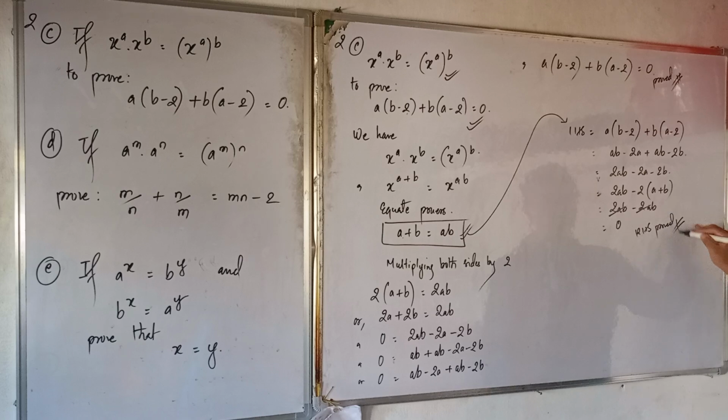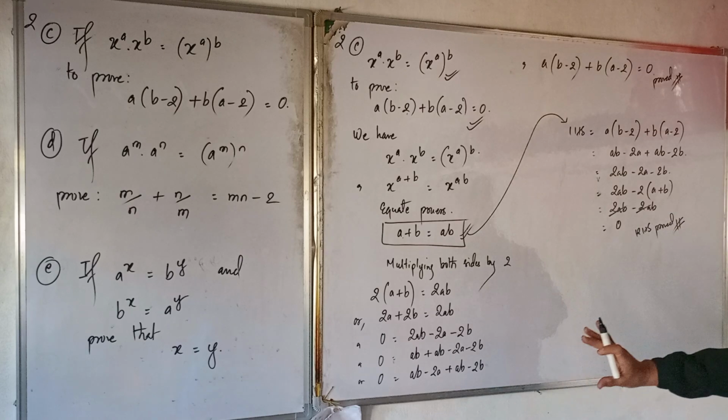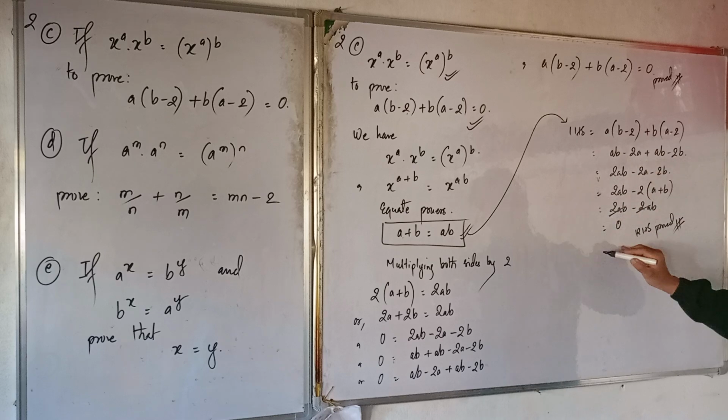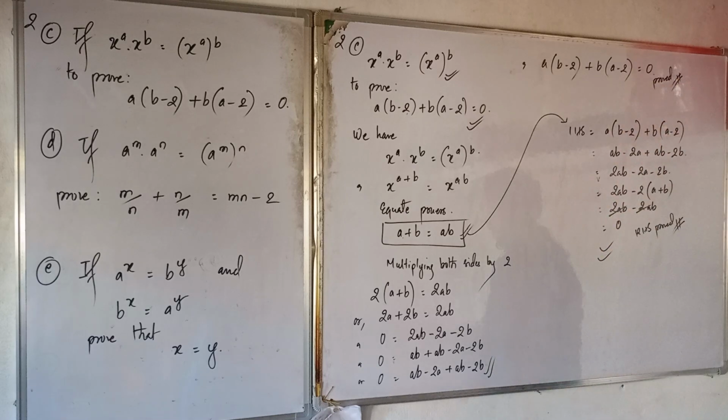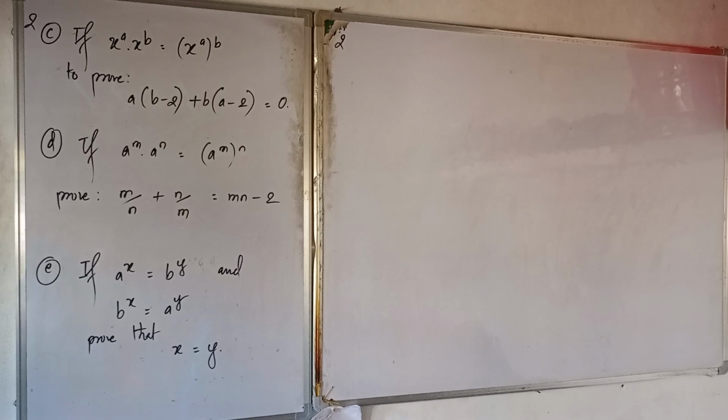Proof. So which way do you find more convenient? You can prove it either by this way or by this way, both are correct. Whichever one you find more convenient, you just do that way. Now without further delay, let's move on to number 2D.